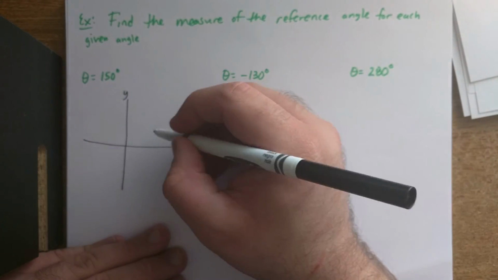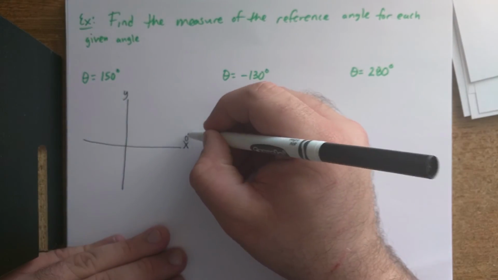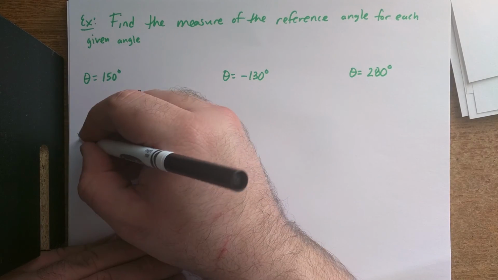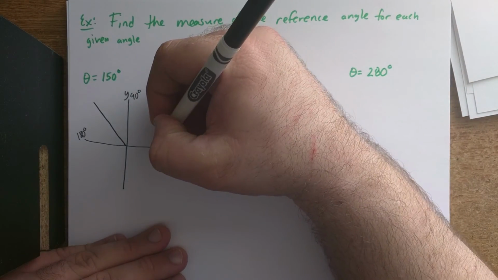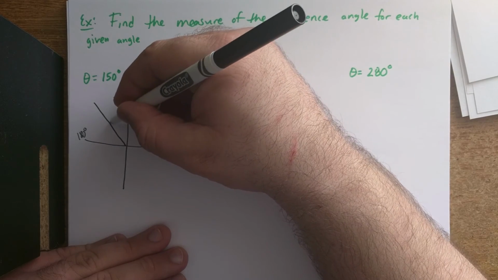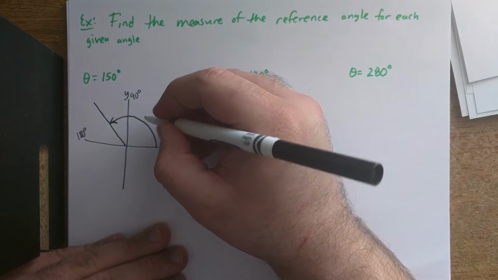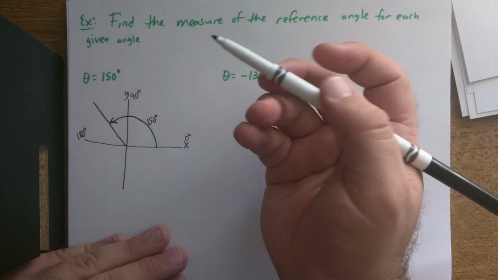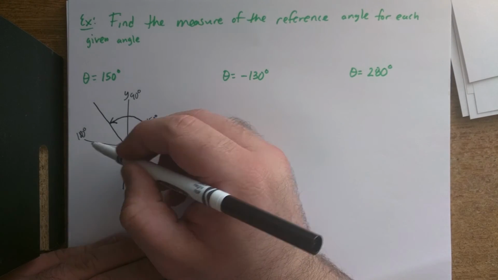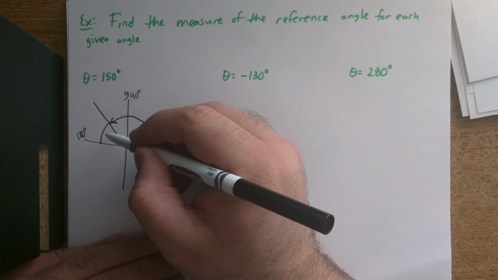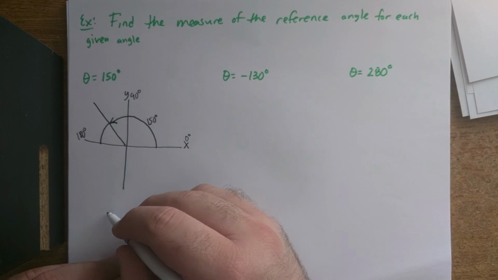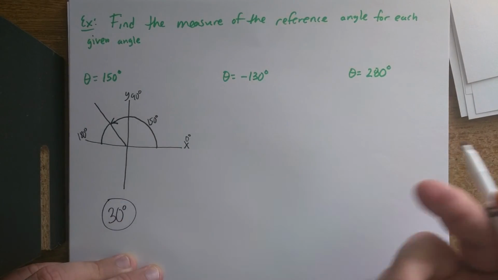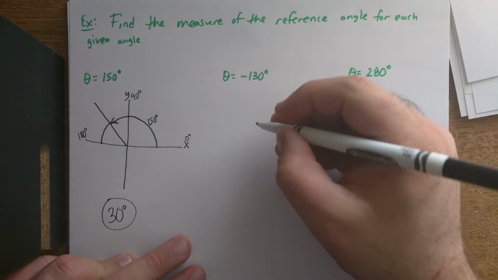Doesn't need to be perfect. But 150, okay, this is 0, this is 90, this is 180. So 150 is going to land about right here, from your initial side to your terminal side. So this is 150. Your reference angle is just between the terminal side and the x-axis. So this is this angle right here. Well, what would that be? That would be 180 minus 150. So in this case, your reference angle is 30 degrees.